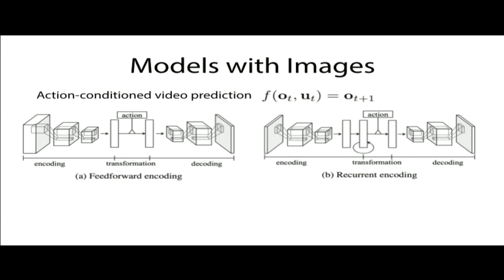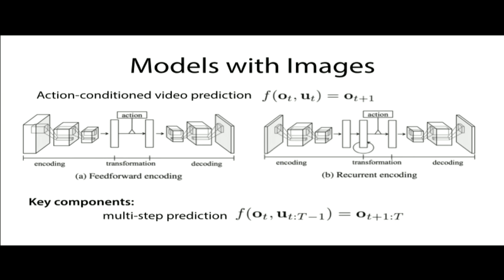And so this is the recurrent version of the network. There are two key components beyond just this neural network architecture, which in this case is convolutional down to some encoding, and then up convolutional or deconvolutional back up to the full dimension of the image. The first key component is that they train it for multi-step prediction. Instead of just trying to predict the next frame, given the current frame and action, they try to predict a future sequence of observations, a future sequence of frames, given the current frame and the future sequence of actions.